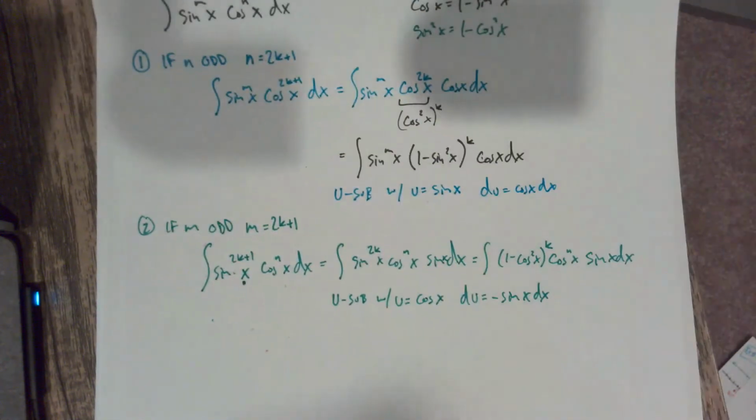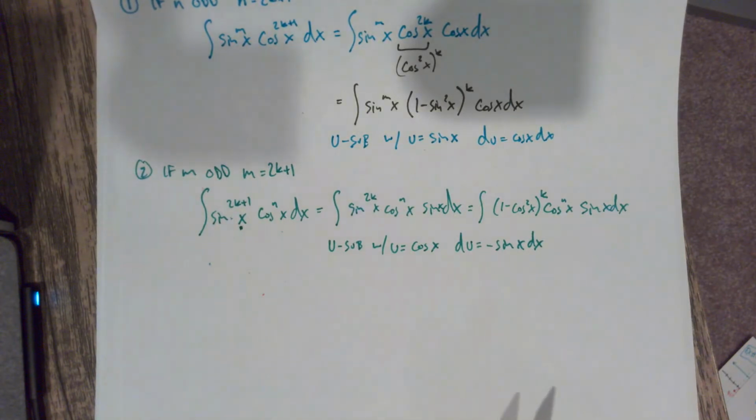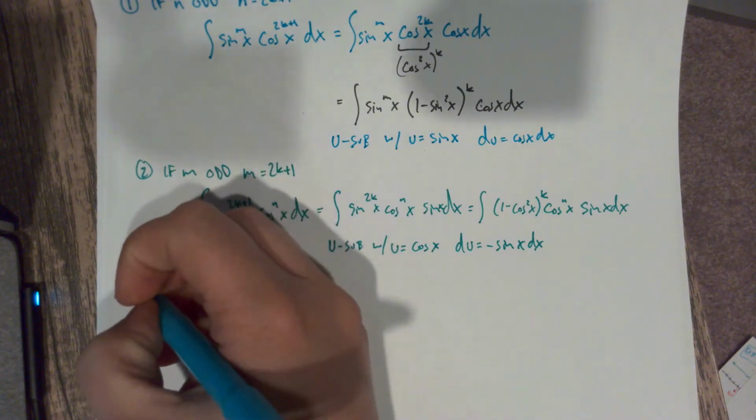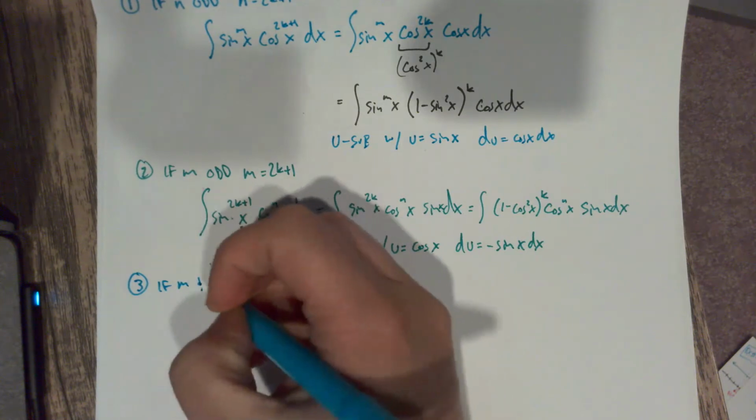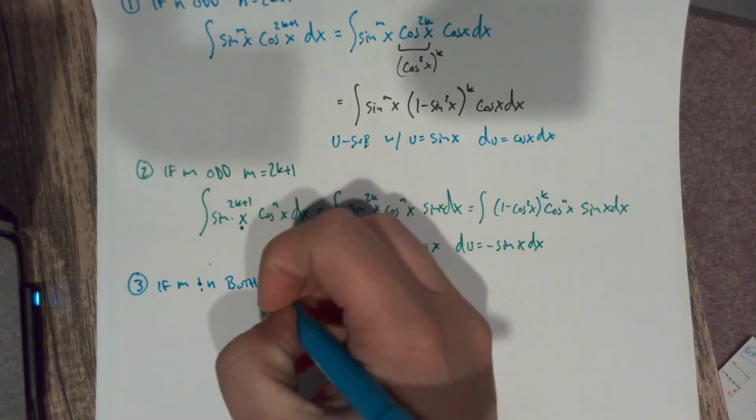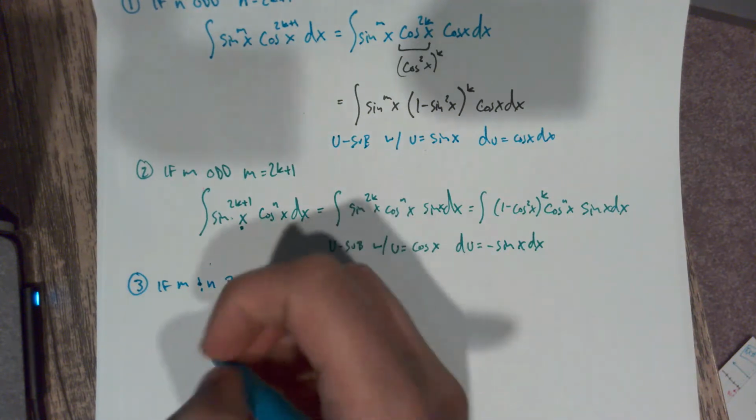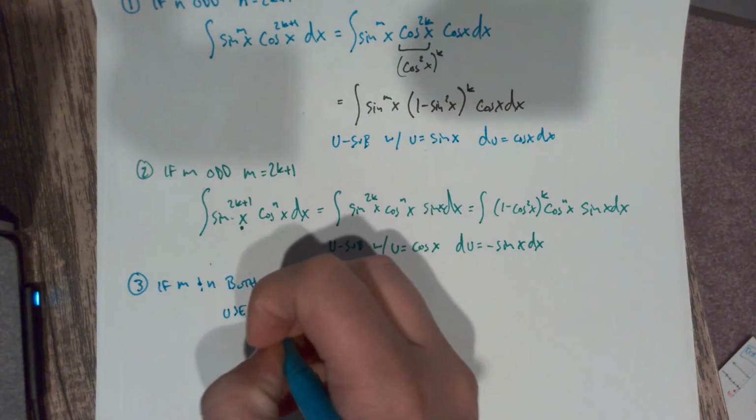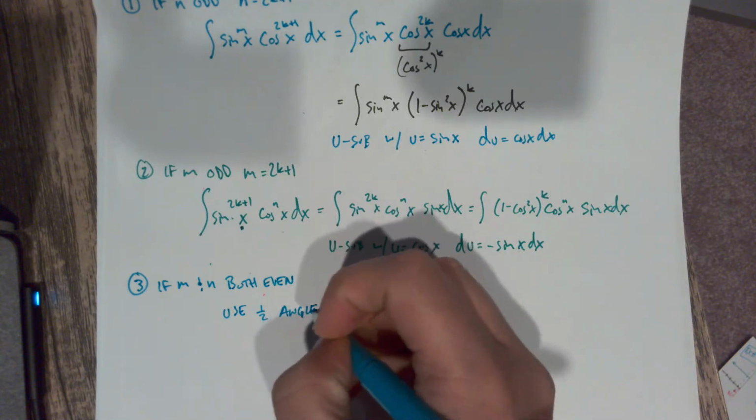Okay, so we've talked about the cases where n and or m are odd. What about the case where m and n are even? That's where we have to start using half-angle identities or some other identities that we want to be aware of here.